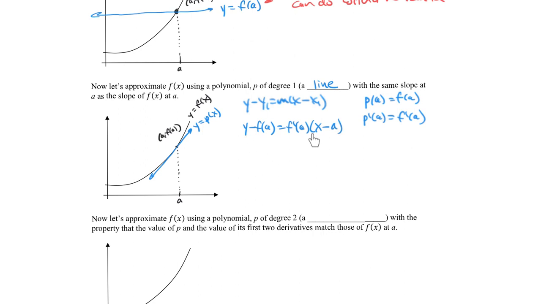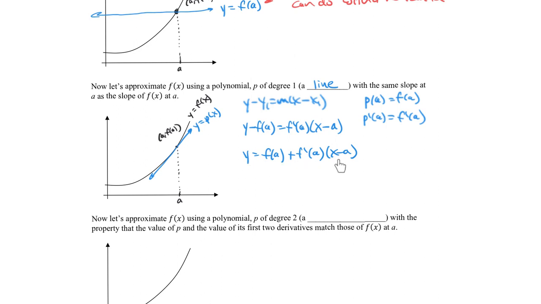So now if I take this formula and solve this for y, so I'm going to add f of a to each side, we'll get y equals f of a plus f prime of a times x minus a. And that may look familiar.